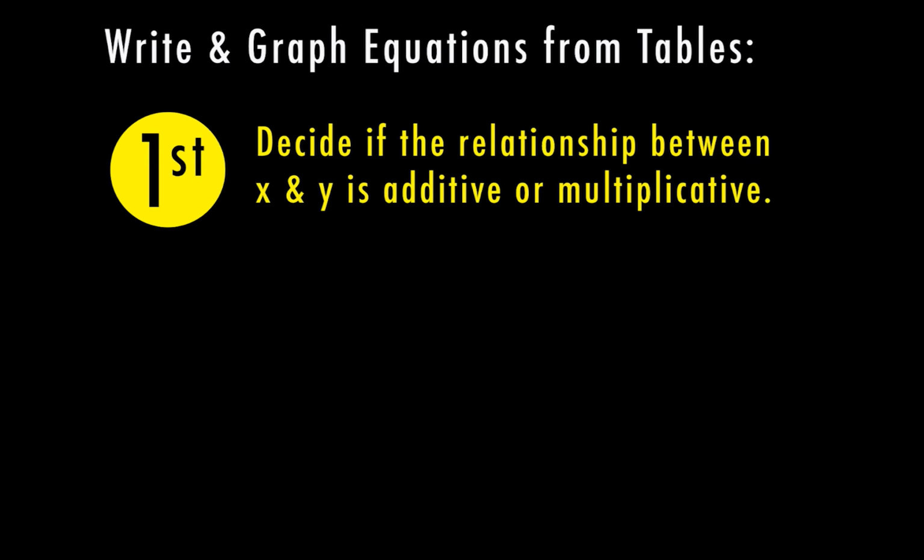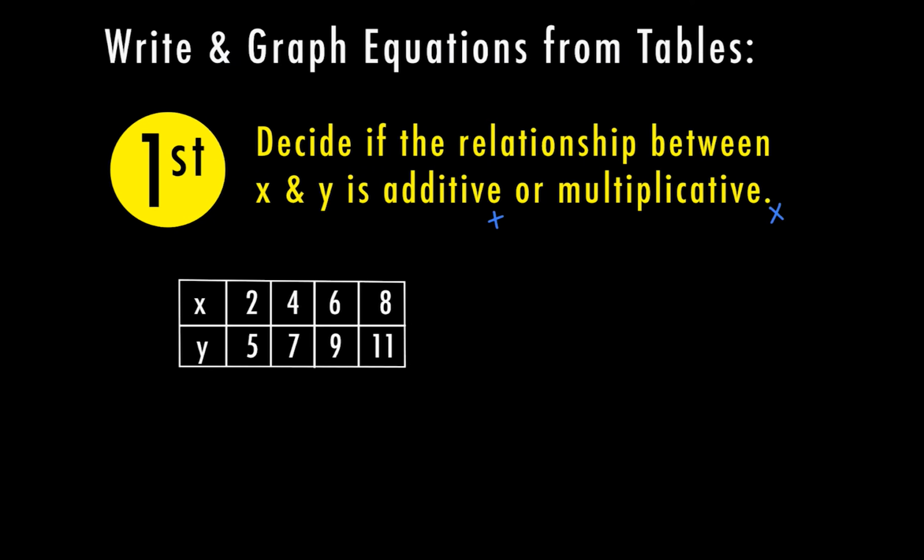So we're going to decide if the relationship between the x and y is additive or multiplicative first. And we've talked about this before. The additive relationship is when you have to add to get from x to y each time, and it's going to be the same value that you add every time. Multiplicative is when you have to multiply the x value with a number to equal the y value.